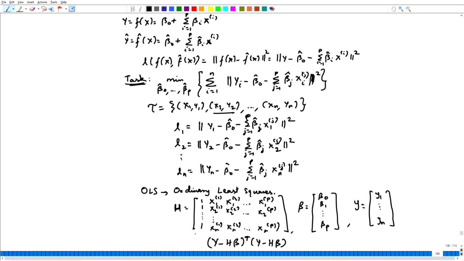So, the task you can rewrite as the minimum over beta of y minus H beta transpose, y minus H beta. Note that y and H are known to us. Capital Y is given to us, and capital H we know because I can take the elements x1, x2 dot dot dot xn and form this matrix H. So, this is just minimizing y minus H beta transpose y minus H beta.